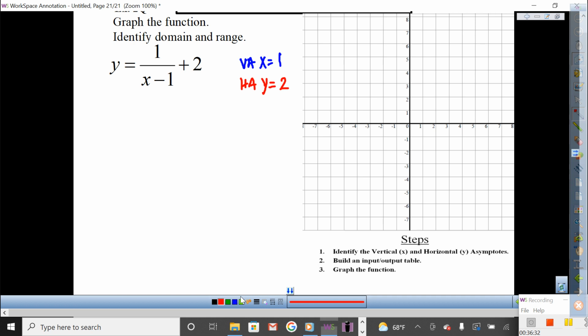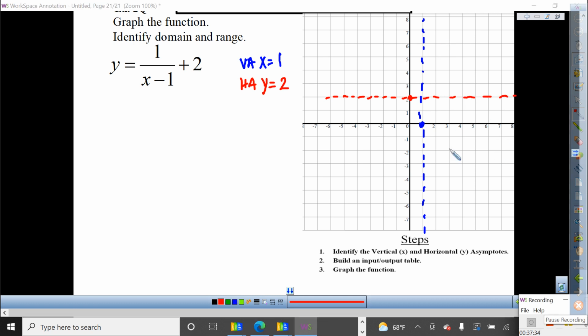All right, so let's plot those. X equals 1 is right there. And draw your dotted line going straight down through x equals 1. Okay, so our graph can get close to that, but not cross that, yes? All right, and then y equals 2. Y equals 2 is right there. That's a horizontal line. There it is.